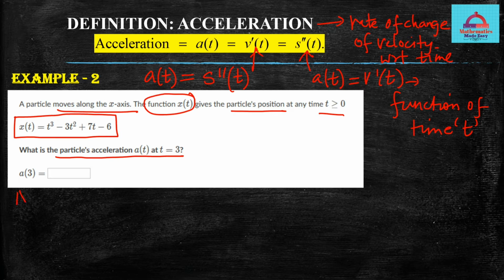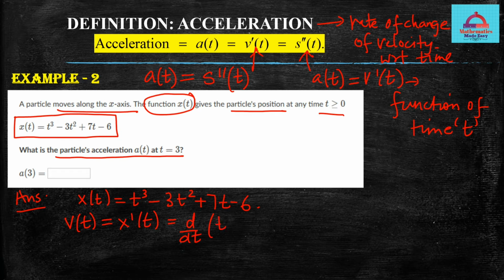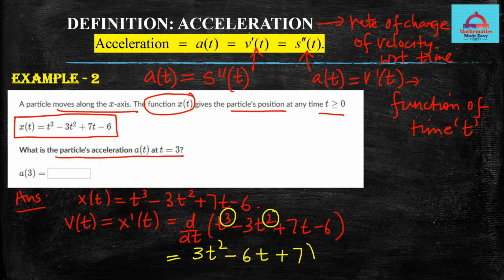Okay, so first we are going to write our x of t. It is a function of time, and now we are going to first differentiate it 1 time to get velocity. So velocity is x prime of t, the first derivative. So I can write it as d by dt of this whole function. Okay, so I'm changing color now to show you that we do the power rule here and here to get 3t square minus 6 times t plus 7. So this is going to be your v of t.